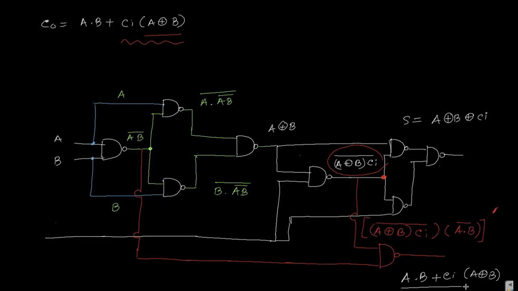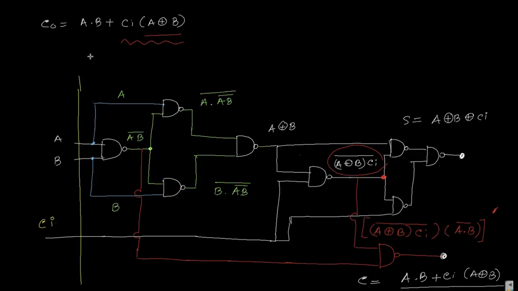So this is nothing but the carry. Here we can get the sum as A XOR B XOR Ci, and from here we can get the output as A and B plus Ci and A XOR B. So by this diagram, this is your Ci and this is your A, this is your B.